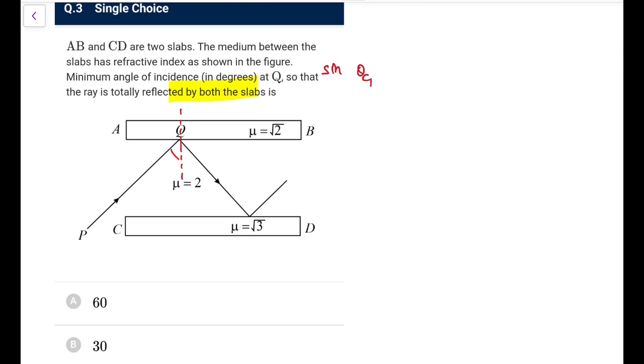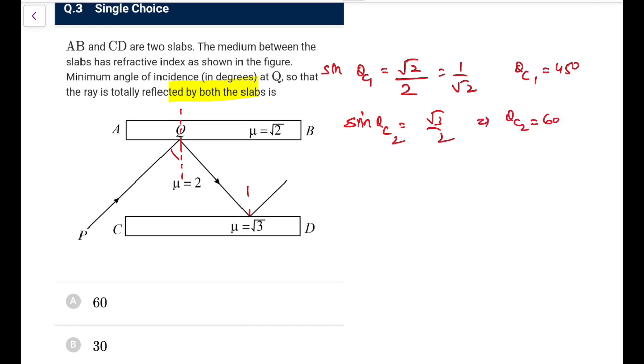So for the first interface, sine theta c would be n rarer upon n denser, that is how I write. So that would be root 2 by 2, that is 1 by root 2. So theta c1 is 45 degrees. Similarly for the second interface, sine theta c2 would again be n rarer by n denser, root 3 by 2, which gives you theta c2 equal to 60 degrees.